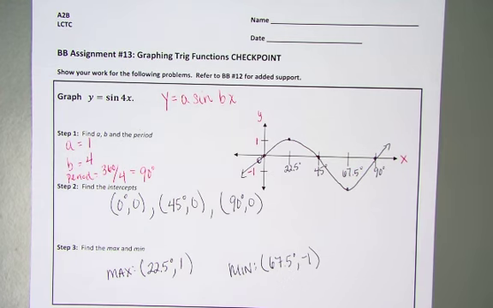Your cosine functions are pretty much the same way. From here on out, you have 9 problems to work on for Blackboard assignment number 13, and so you can make sure you have those ready for when class begins the next time we meet. Email me if you have any questions.